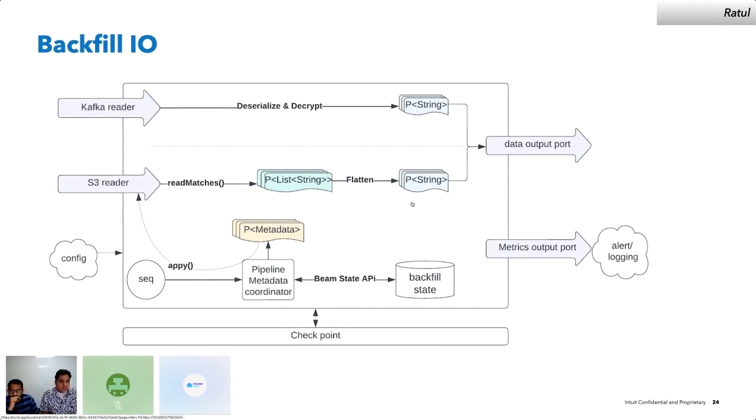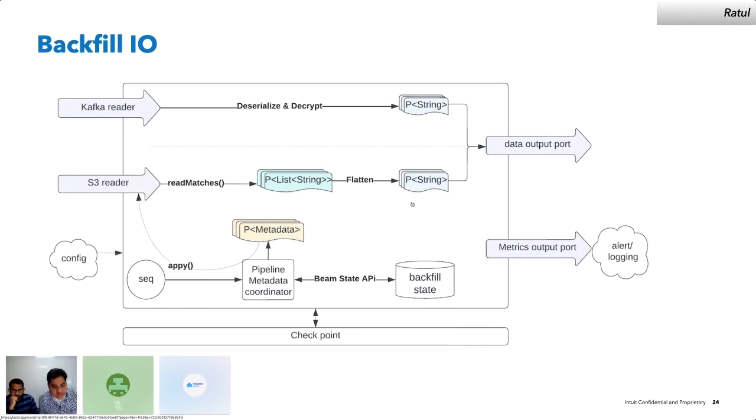While it is reading from the Kafka reader port, it is deserializing and decrypting the data and converting it to a PCollection of string. Now, in the user application, the user can convert it back to a PCollection of their schema or the POJO, but for simplicity, we are taking a PCollection of string. Now, the S3 reader is interesting because it processes hour by hour. If the application fails and gets restarted automatically, it should remember which hour it has processed and start from that hour.